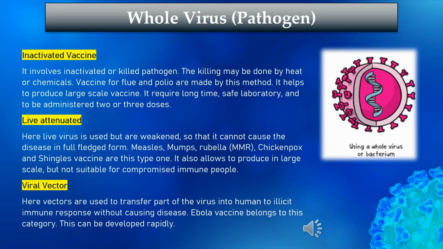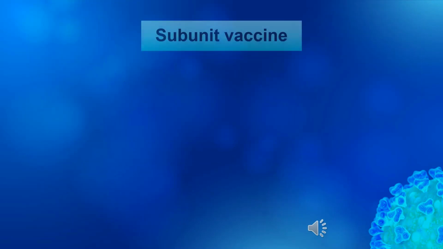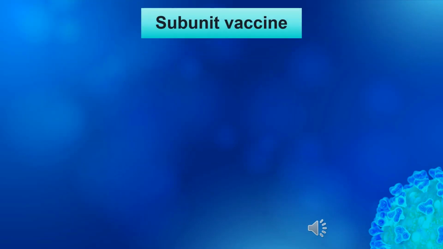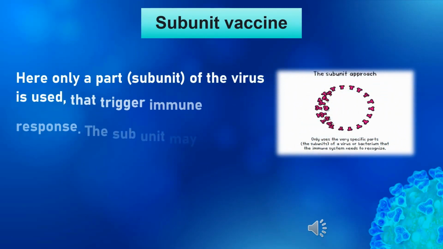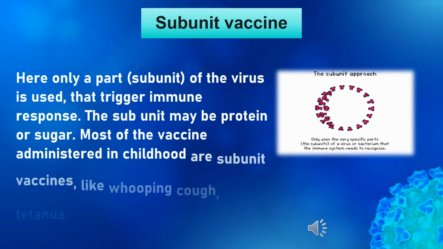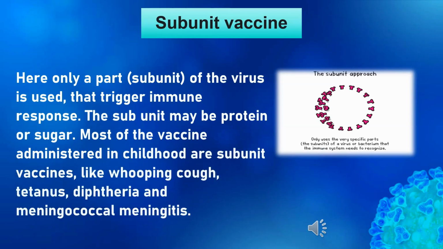Then, we go to the next type of vaccine. The second type is the subunit vaccine. Here, only a part or subunit of the virus that triggers immune response is used. The subunit may be protein or sugar. Most of the vaccines administered in childhood are subunit vaccines, like whooping cough, tetanus, diphtheria, and meningococcal meningitis. The diagram shows the subunits loosely arranged.